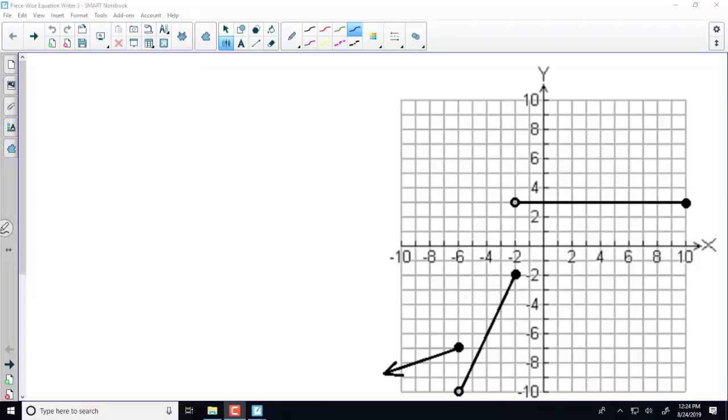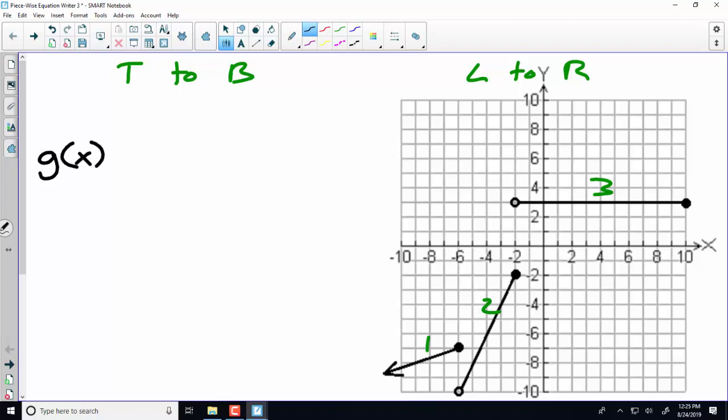Hi everyone, let's write the equation for another piecewise function. So we do have 1, 2, 3 pieces. We're going to work left to right, and over here we will work top to bottom. Let's call this one g of x just for kicks. We're going to need 3 pieces.